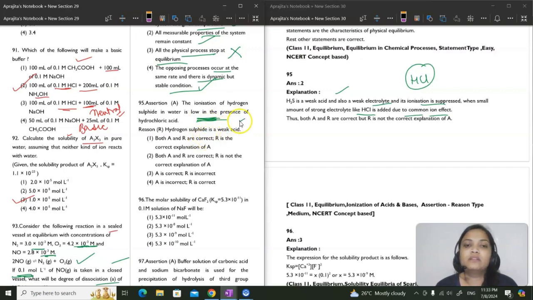So it means assertion and reason both are true, but the reason that H2S is a weak acid is not explaining the ionization. So the reason is not the correct explanation of the assertion. So the answer is option 2. All right.